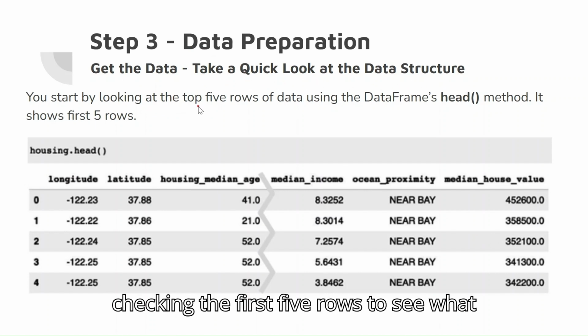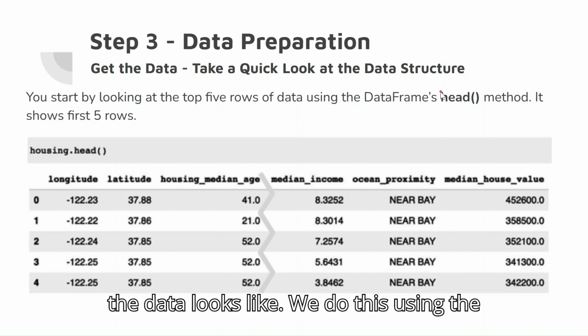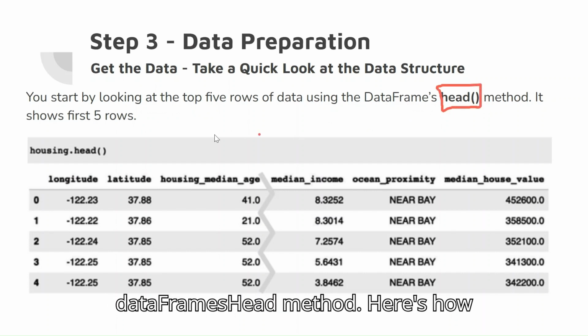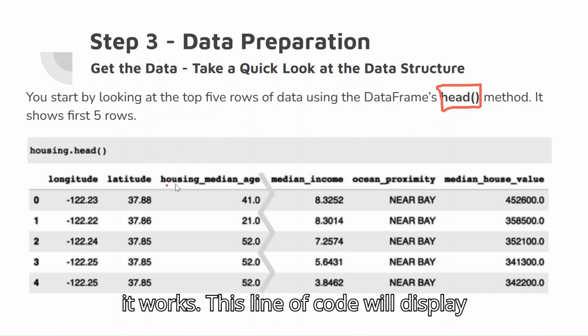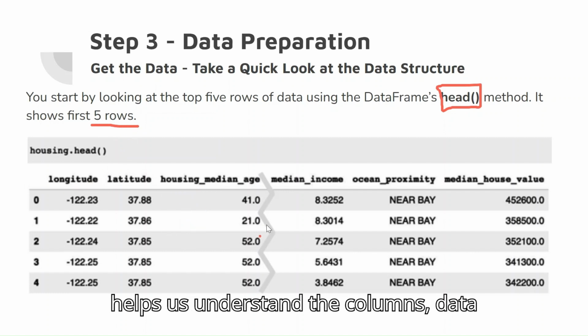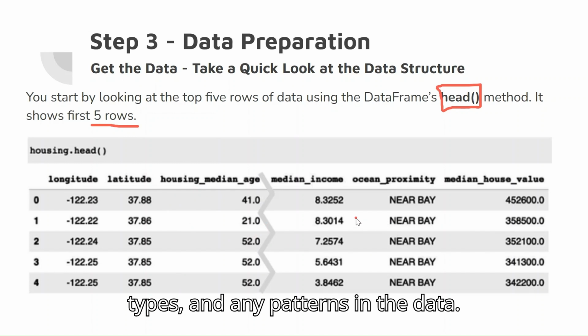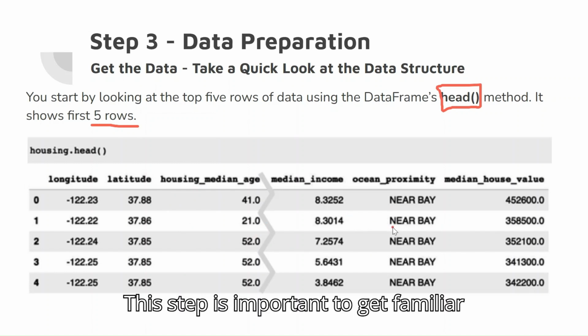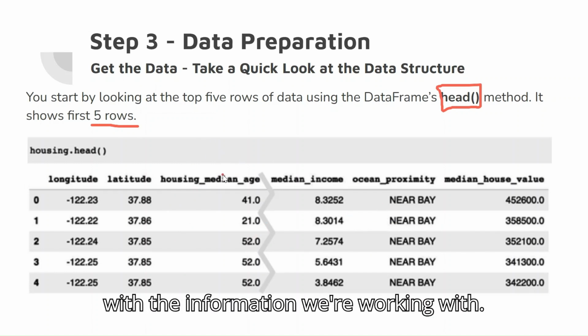We can start by checking the first 5 rows to see what the data looks like. We do this using the DataFrame's head method. Here's how it works. This line of code will display the first 5 rows of our dataset. It helps us understand the columns, data types, and any patterns in the data. This step is important to get familiar with the information we're working with.